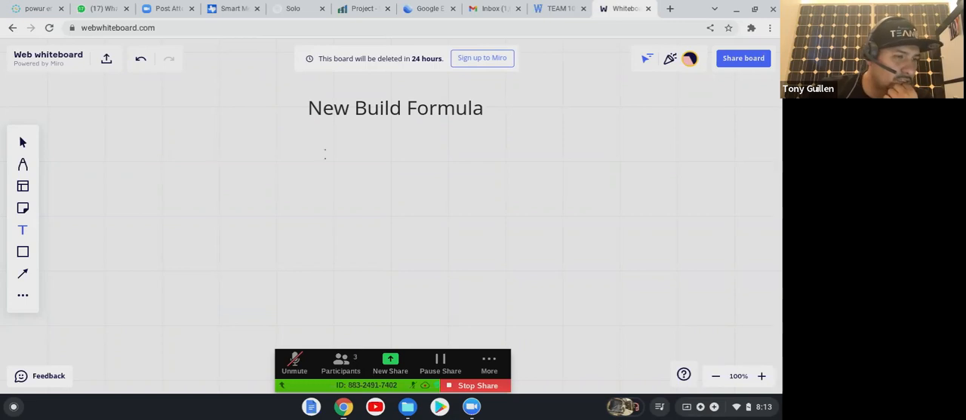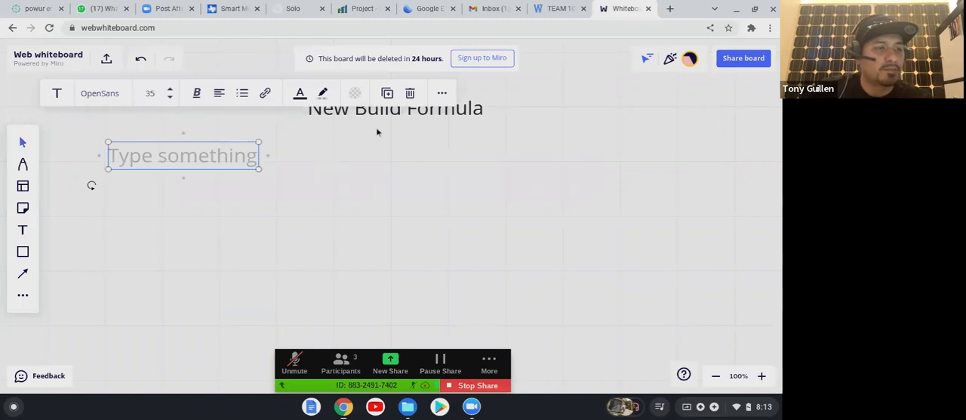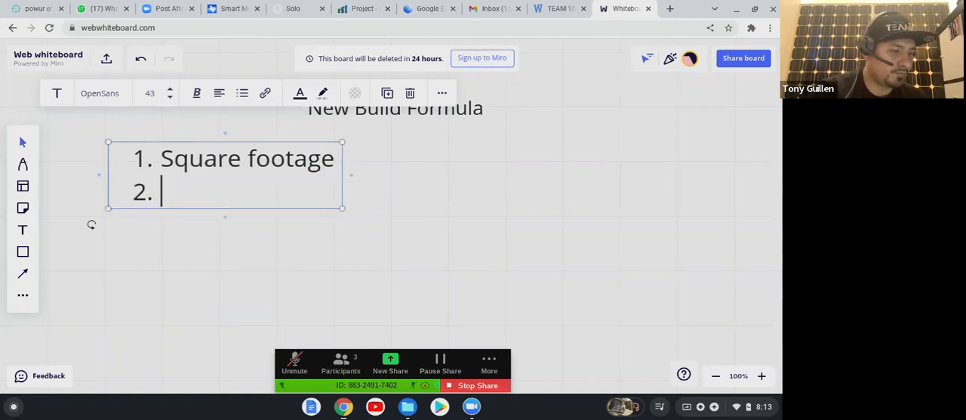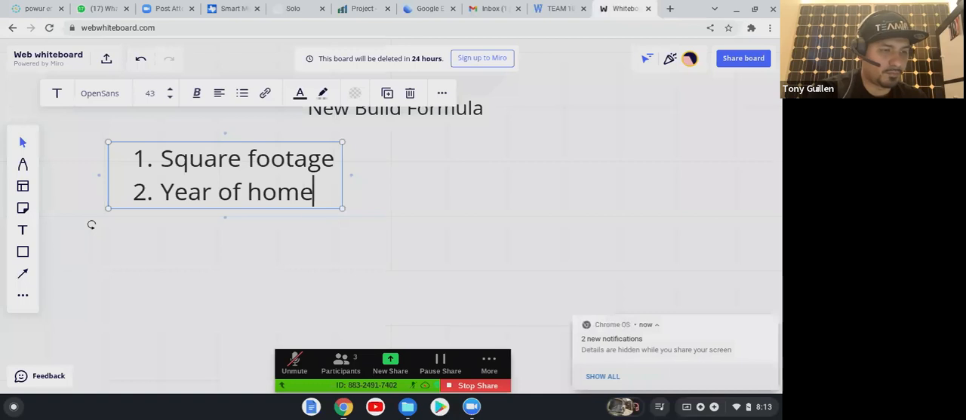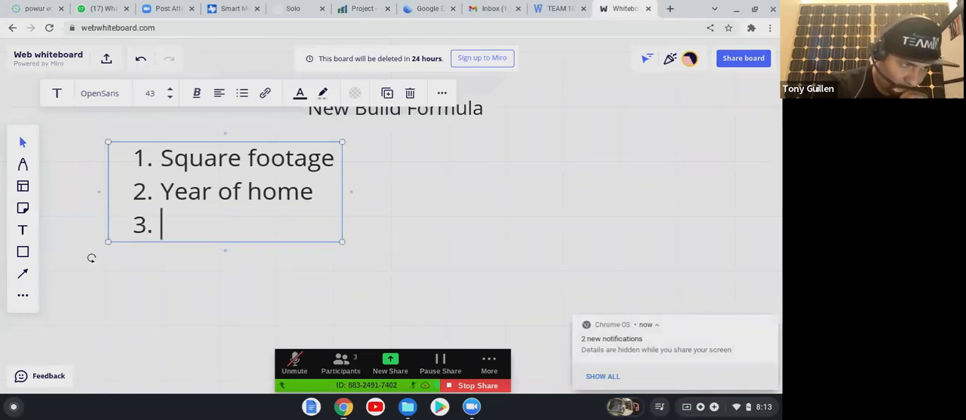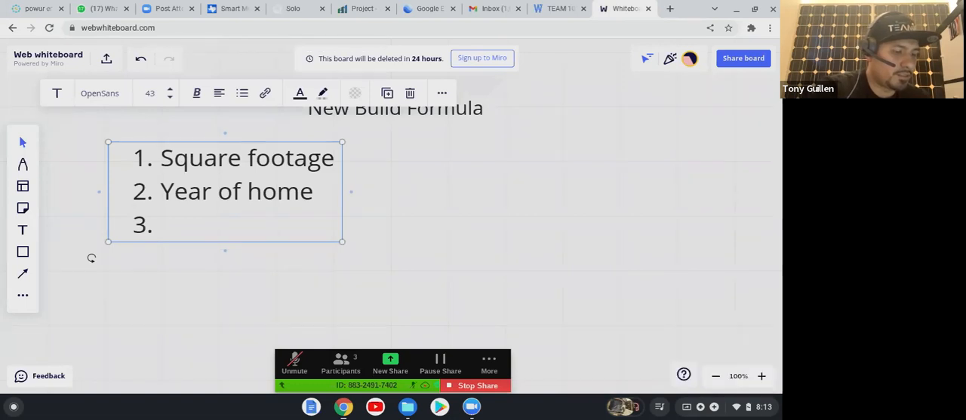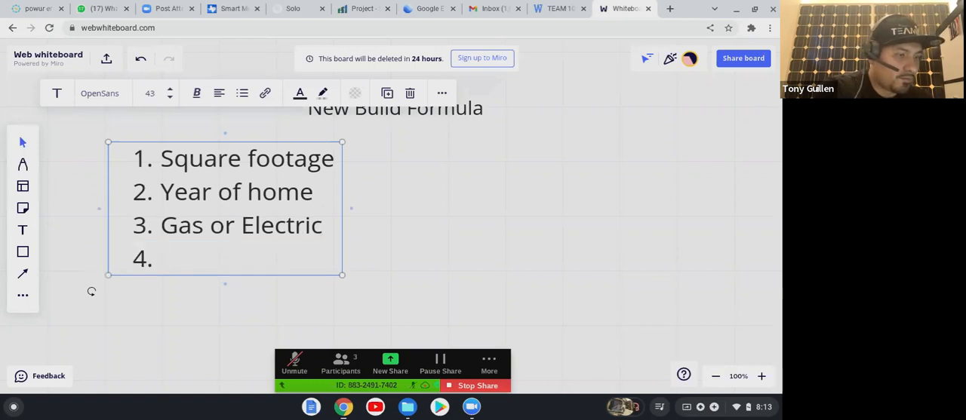There's a couple things to take into consideration whenever we're sizing up the new build. There's a couple things that we need. One, we need square footage. Two, year of home. Three, we're going to need to know if it's gas or electric. Four, if they have one bill already, we want to get the price per kWh of what they have.